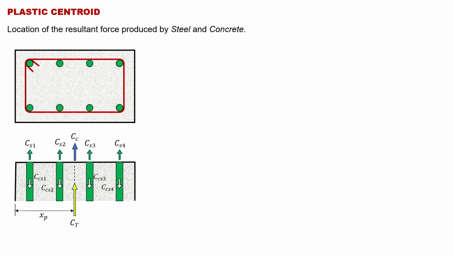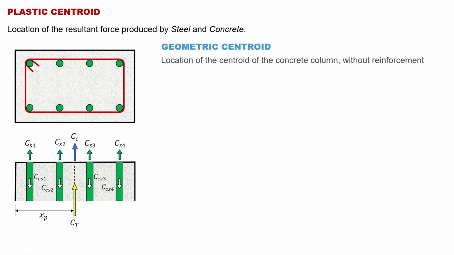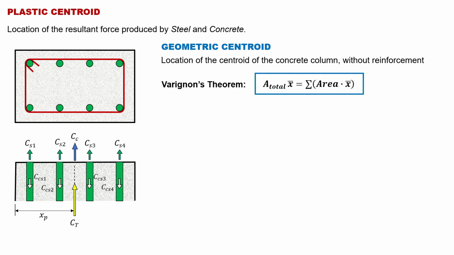This is now the location of the plastic centroid. Also, we have what we call the geometric centroid. This is the location of the centroid of the concrete column without the reinforcement. Simply, gawin lang natin tong parang shape. Now, the concept we're going to use here is the Varignon's theorem or the moment area theorem. That is equal to area total x bar is equal to summation of the areas times their x bar or their moment arm.